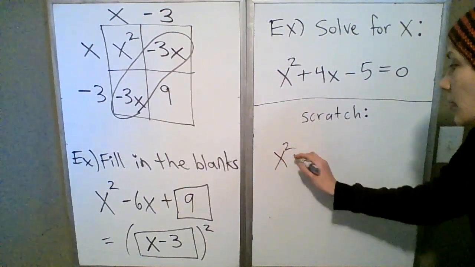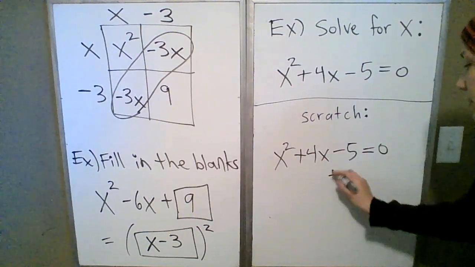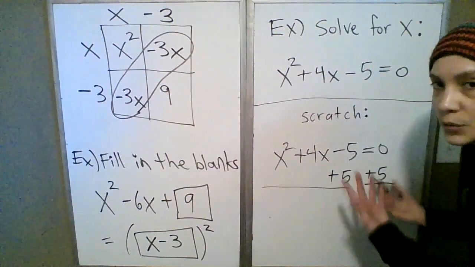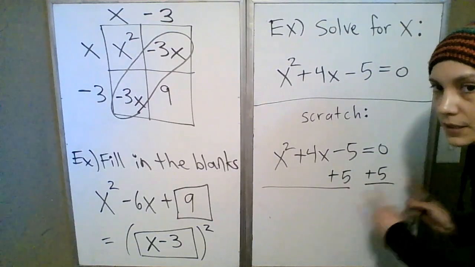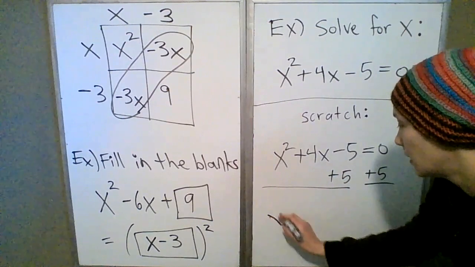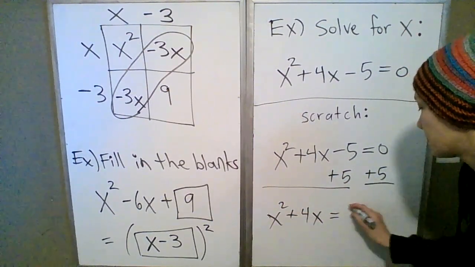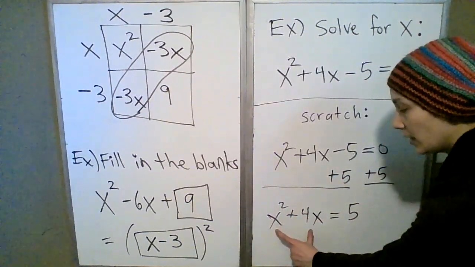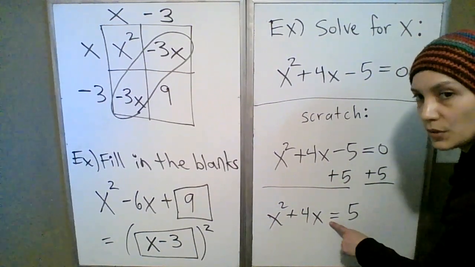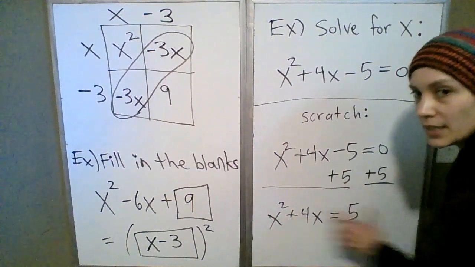Okay, so we've got x squared plus 4x minus 5 equals 0. This is just one way to solve the problem. Get this number over here, have x squared plus 4x equal to 5. Okay, on this part, we could complete the square if we add b over 2 squared. But if I add that number on this side, I have to add it to this side so that both sides stay equal to each other.